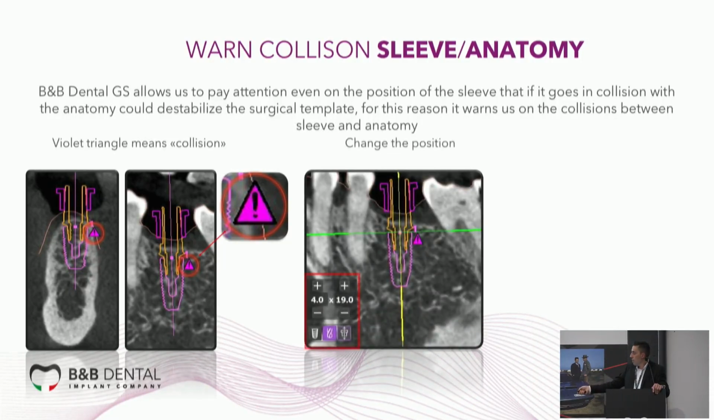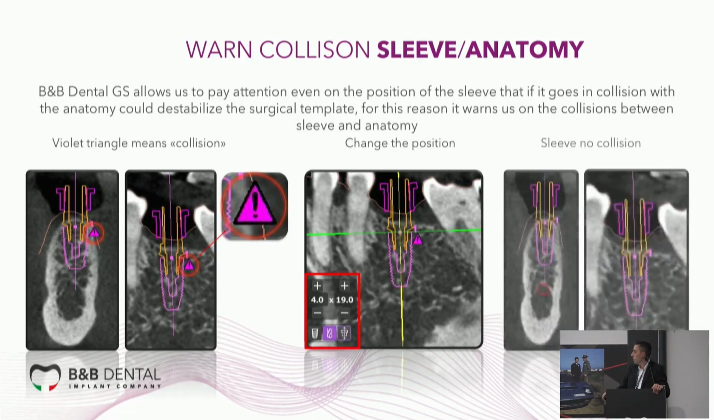This is the window that we have seen before, where you can move up the sleeve in position +2 or +4 if you want, and remove the sleeve from the collision. In this case, the collision is not big and is not a big problem. But if the collision is very high, you have to move up the sleeve.